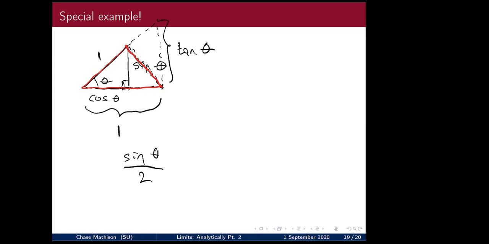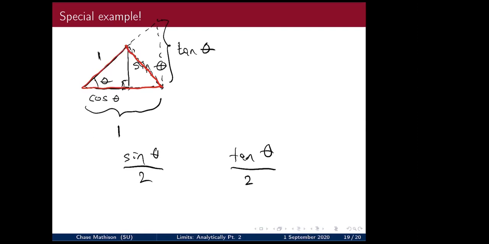Okay, and what's the area of the big triangle? Of the whole guy? Well, that is tangent of theta. That's the height, and the base is 1. So tangent of theta times 1 divided by 2, right? And then here's the part that I think might upset some people.